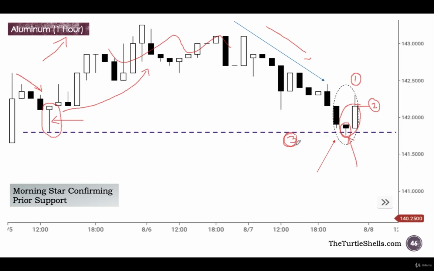prior support confirmation. So that gives us the confidence to put the trade. So I would keep my entry here. My stop loss would be under the low of the pattern. And I would probably aim at these highs. Okay?